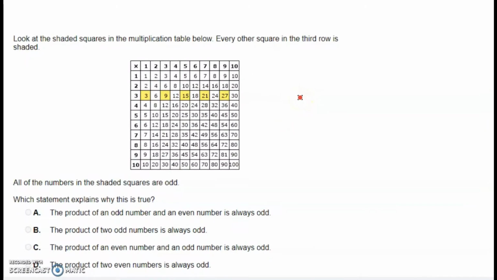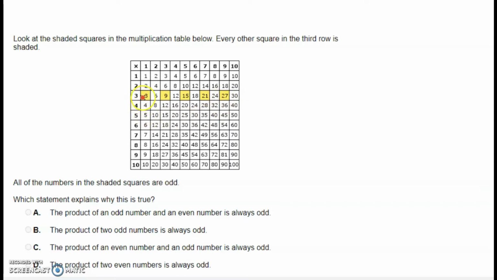This time we are going to be practicing identifying the pattern in an exercise. Look at the shaded squares in the multiplication table below. Every other square in the third row is shaded. We have 3, 9, 15, 21, and 27. What pattern are we going to identify here?